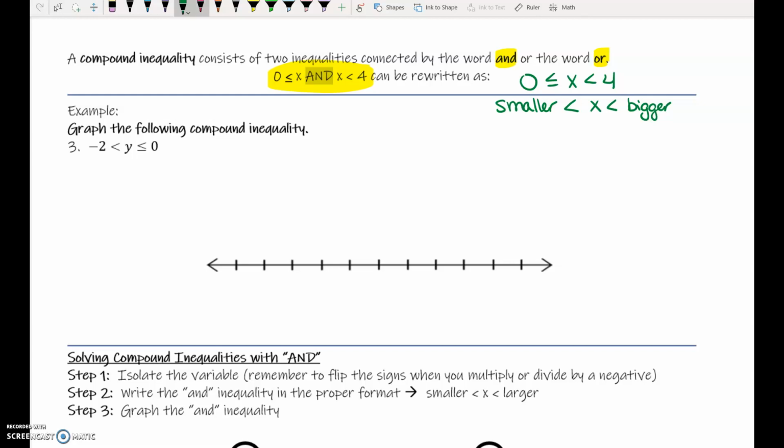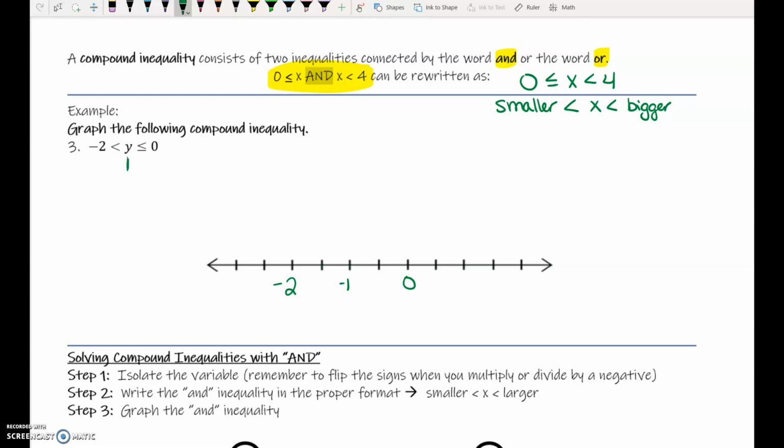Okay, graph the following compound inequality. We do need -2 and 0 on this number line, so -2, -1. Actually, I'm going to do every other. I'm going to make this -1 and then make this one 0. Just to space it out a little. You don't have to if you don't want to.